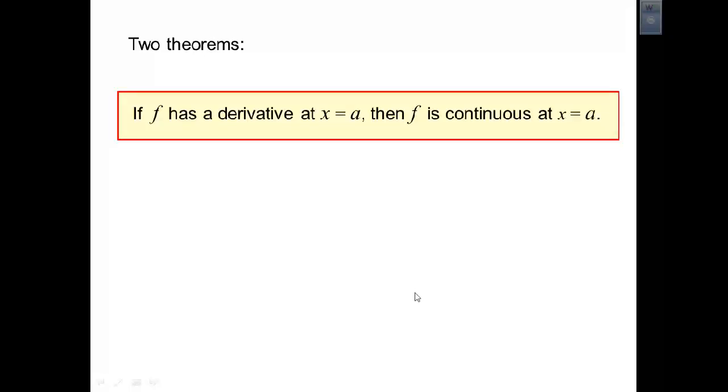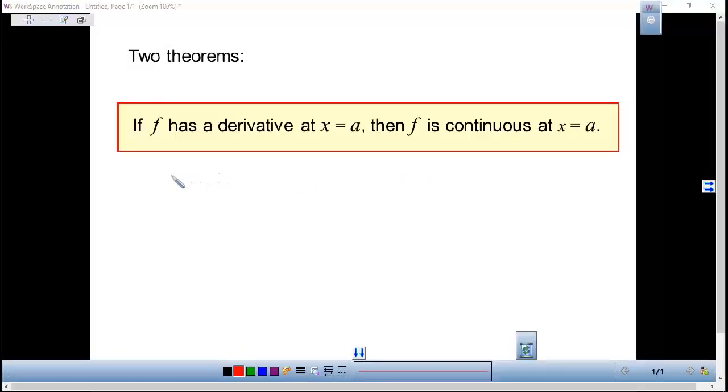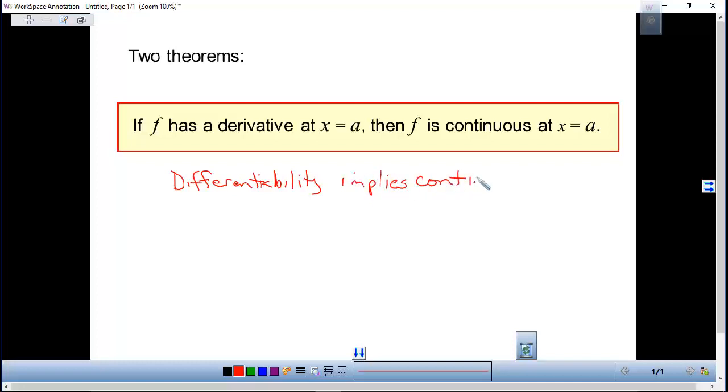All right, now let's look at 2 theorems here. The first one says if f has a derivative at x equals a, then f is continuous at x equals a. Now we're going to boil this down just a little bit more, and a little statement that you need to remember is this: differentiability implies continuity. That's a fancy and short way of saying if it's differentiable, we know it's continuous.